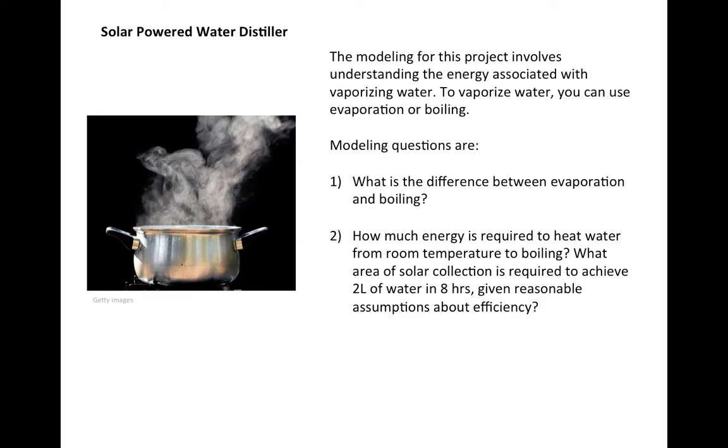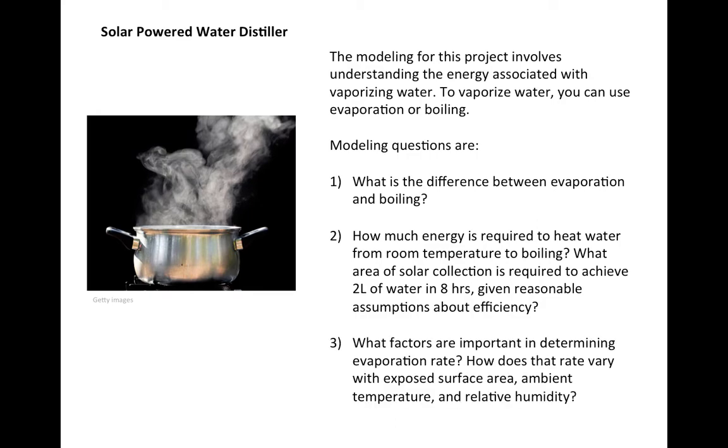What area of solar collection is required to achieve what you need, which is to vaporize 2 liters of water in 8 hours, given reasonable assumptions about efficiency? What factors are important in determining the evaporation rate? How does that rate vary with exposed surface area, ambient temperature, and relative humidity?